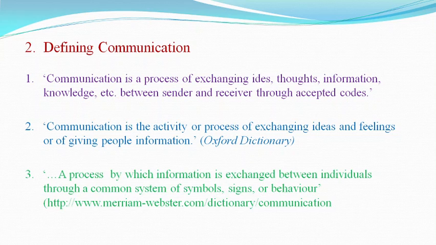A minimum of two people are there in the process of communication, and these two people are speaker and listener, or sender and receiver. The sender is a kind of source of information, and the receiver is the one who takes the information. This is the first element of communication, that is, a minimum of two persons, and these two persons are sender and receiver. Without sender, without receiver, we cannot imagine communication.